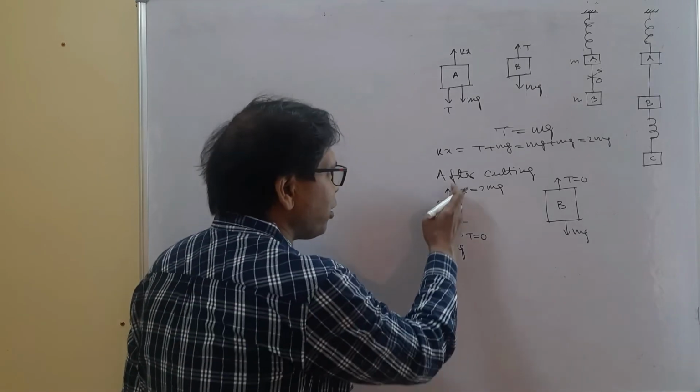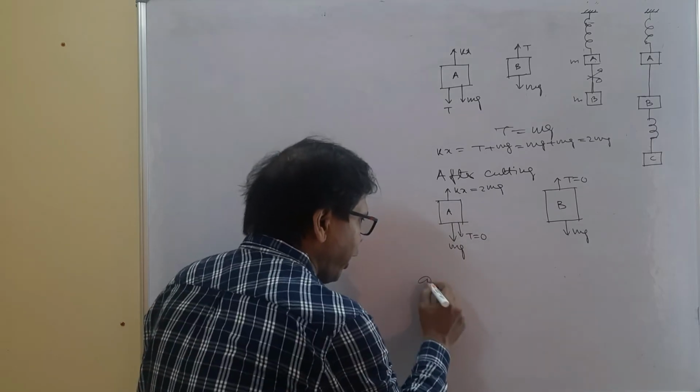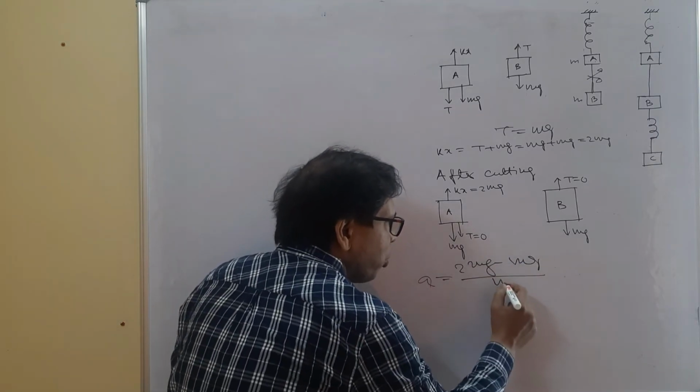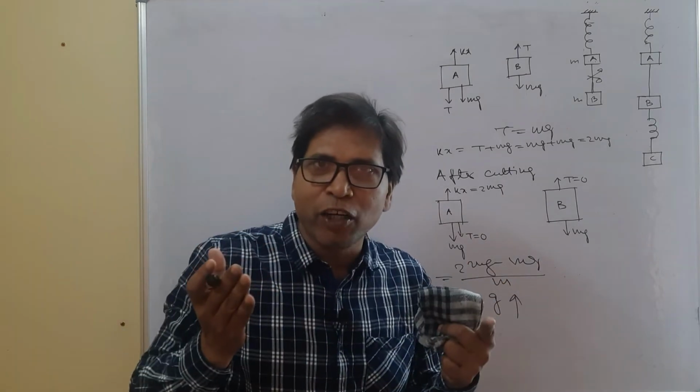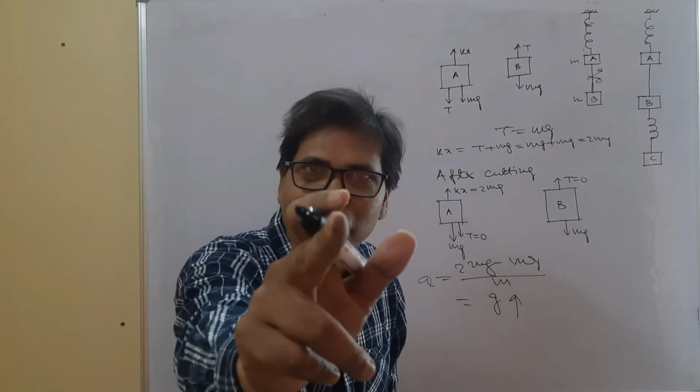Now look at the free body diagram. Upward force 2mg, downward force mg. So acceleration of A equals 2mg minus mg by m, which is g, in the upward direction. So acceleration of A is in the upward direction. Understood? Please share the video.